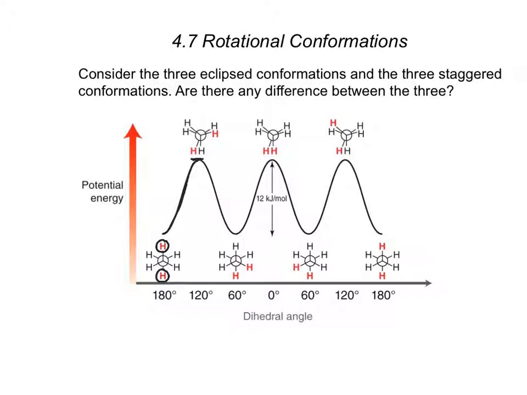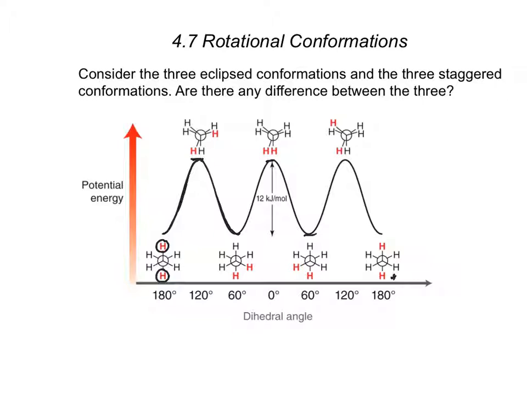But what's going to happen as I continue to rotate? We're going to go back to staggered, right? So staggered, and I continue to rotate. We're going to go back to eclipsed, and I continue to rotate. We go back to staggered, and then we end up back to where we got to originally, okay?